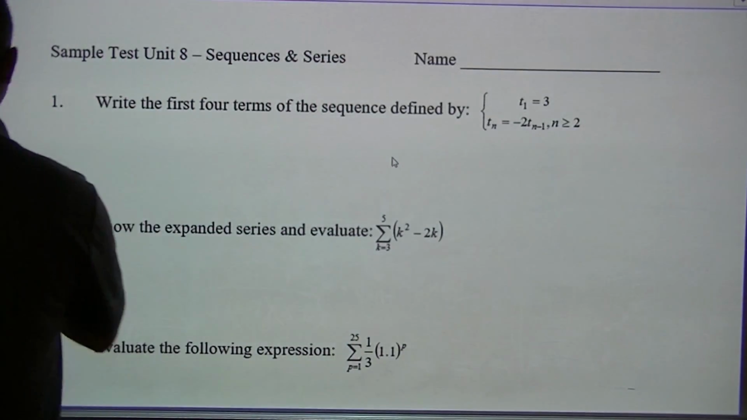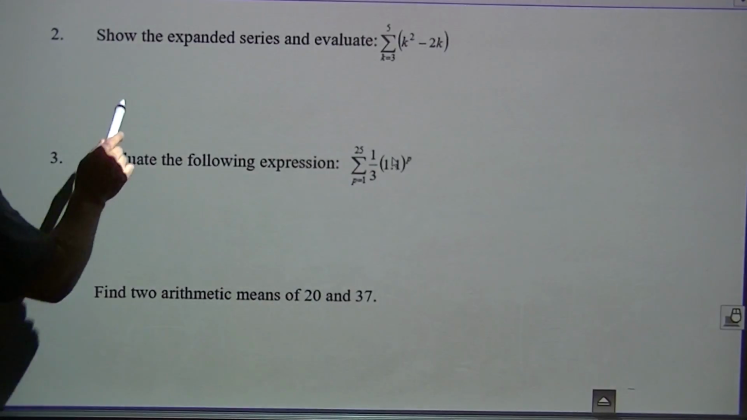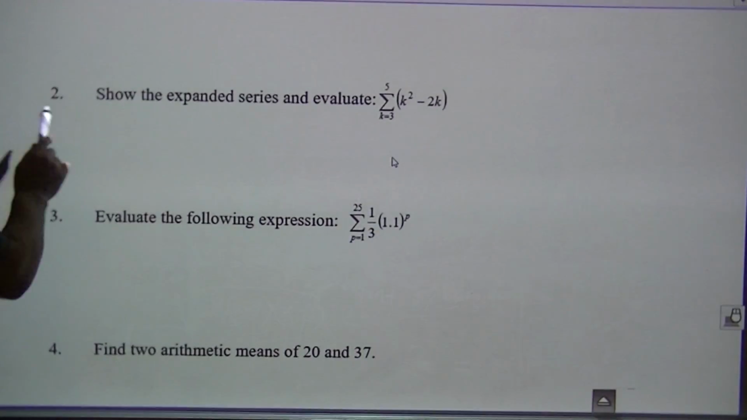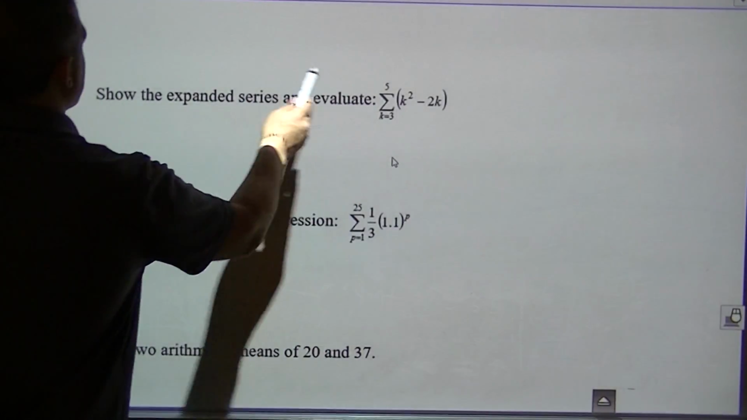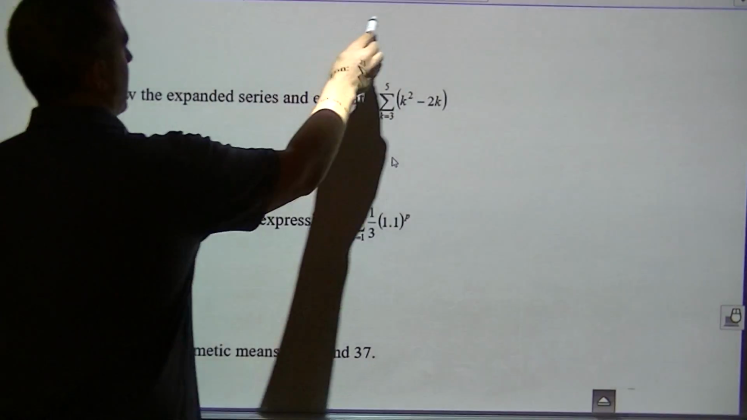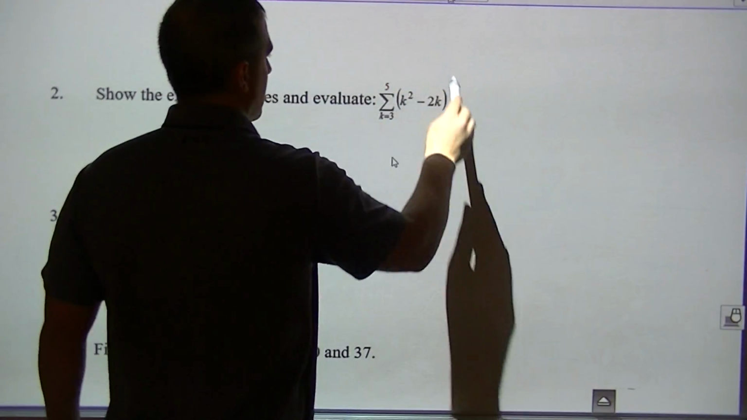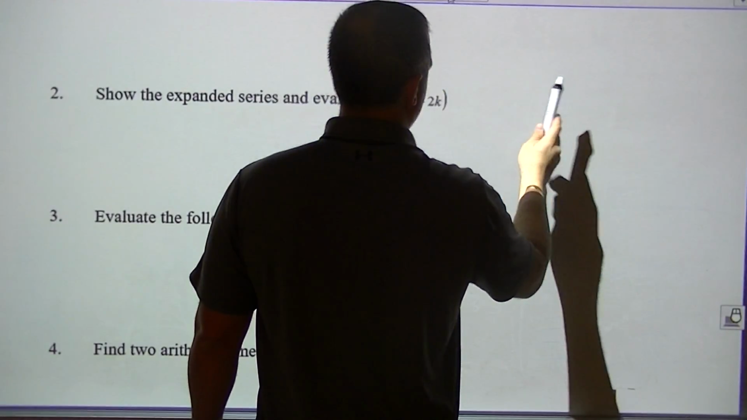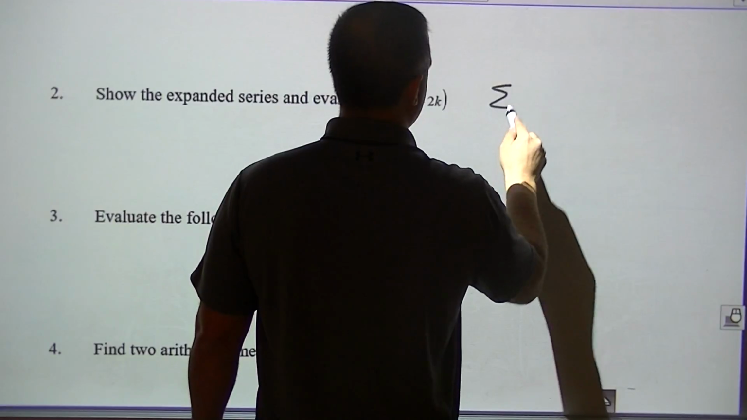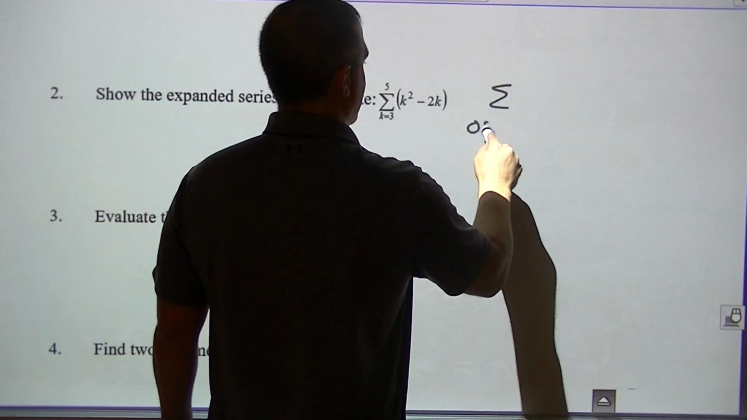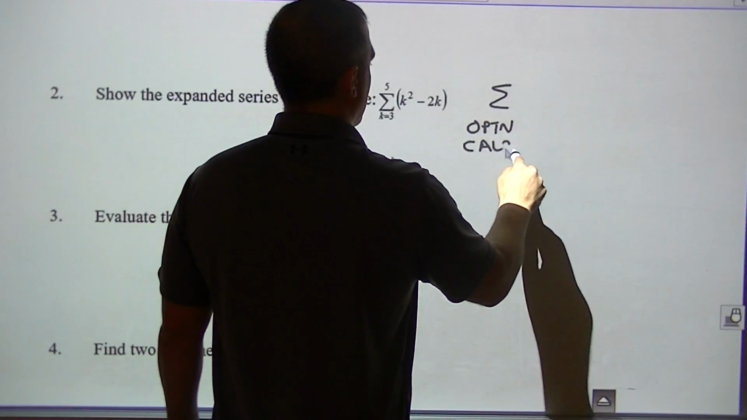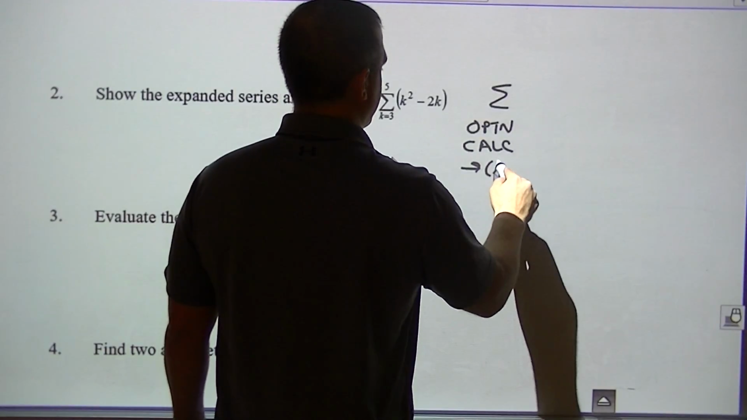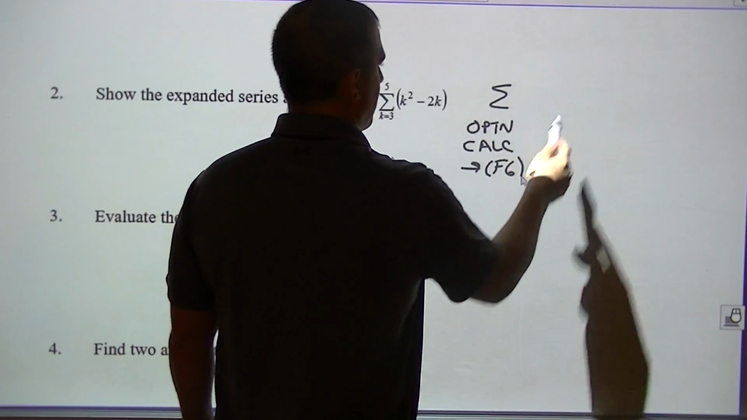Okay, so I'm going to start with question 2. It says what we want to do is evaluate this. Anytime we have this concept, we want to go to the sigma in our calculator. The way we get there is option, then calc. We're going to scroll over, which is F6, and then you'll find it.